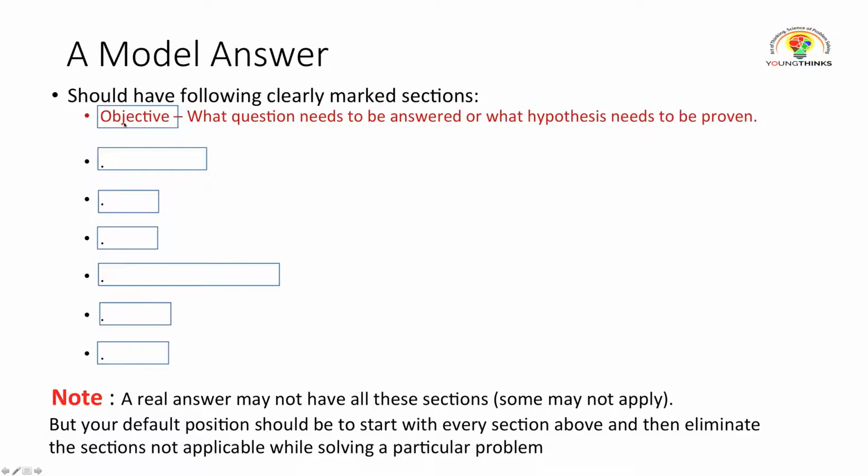The idea here is, you need to be very clear about what question needs to be answered, or what hypothesis needs to be proven. Many times we make the mistake of thinking that we know what the question is and we solve it, and then eventually we realize that even though our explanation is all correct, we have answered a wrong question. We have given an answer which is correct, but it is to a wrong question. So you should always be clear as to what your objective is.